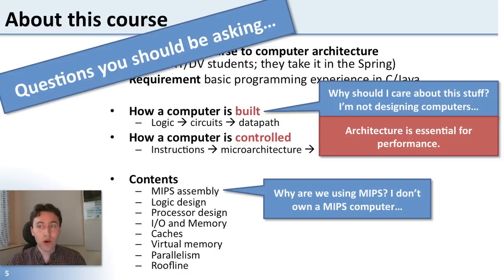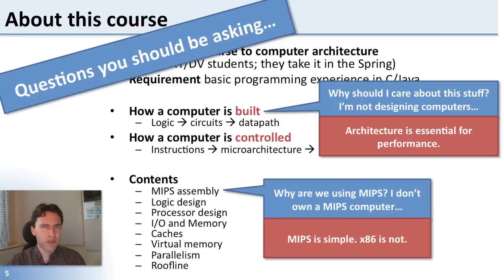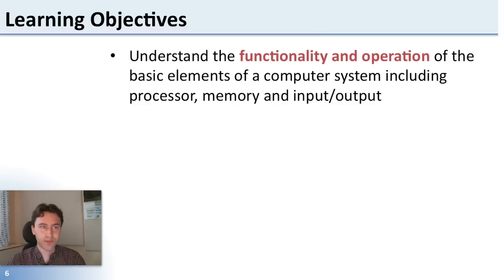The first one is, why should you care about this stuff? Well, understanding architecture is essential for understanding performance, and everyone cares about the performance of their code. And why are we using MIPS? Well, the reason we're using MIPS is because it's simple. x86, which is what everybody has in their laptops and desktops, is really complicated and rather ugly, and so by sticking to MIPS, we make it easier for you to learn the important parts of this class.